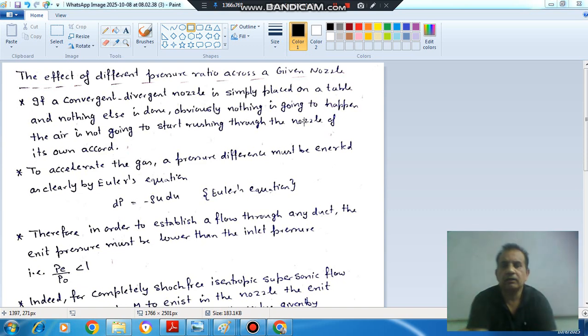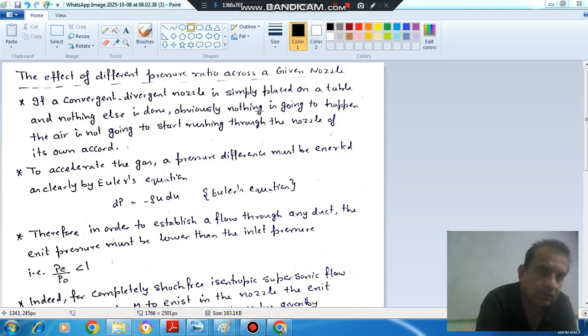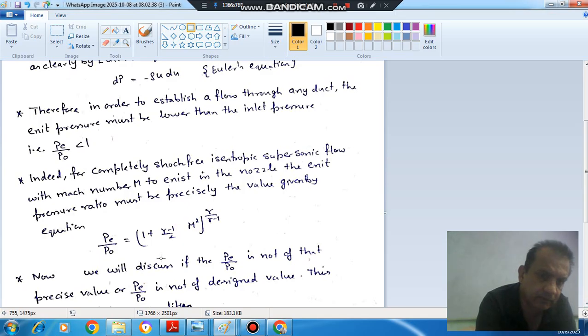Hello, welcome again. We are covering the subject compressible fluid flow for civil structure based IFS and GATE aerospace exam. And the topic we are covering is the effect of different pressure ratio across a given nozzle. Different means different from the design value, and the design value is P by P naught equal to [1 plus (gamma minus 1) by 2 M squared] raised to the power gamma by gamma minus 1.